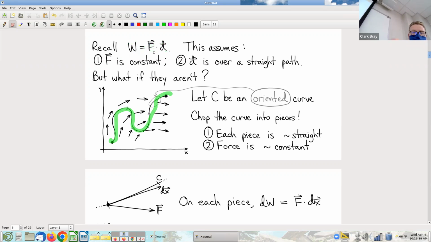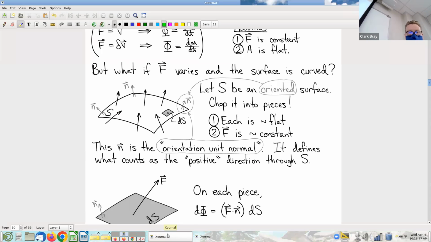So what do we do? We chop it up into little pieces, and on each little piece, it's approximately straight. The force is approximately constant. So we're going to do the same thing over here. We're going to chop it up into little pieces of surface, each of which is approximately flat, over which the vector field is approximately constant. Right? So it's morally the same idea, just surface instead of a curve. Okay. There's also the matter of orientation.